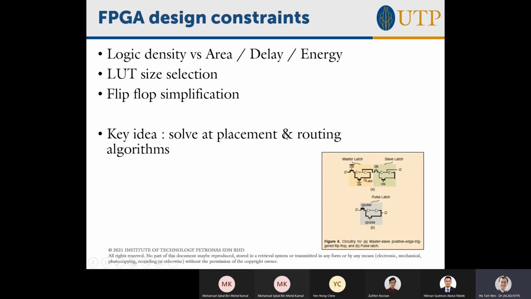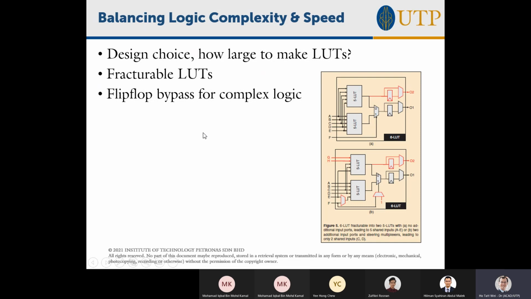Okay, I think I didn't talk about the flip-flop. I think I confused you all. But one of the things that the designers have to do is choose the size of the lookup table, because the lookup table is the smallest block where you can implement combinational logic, correct?